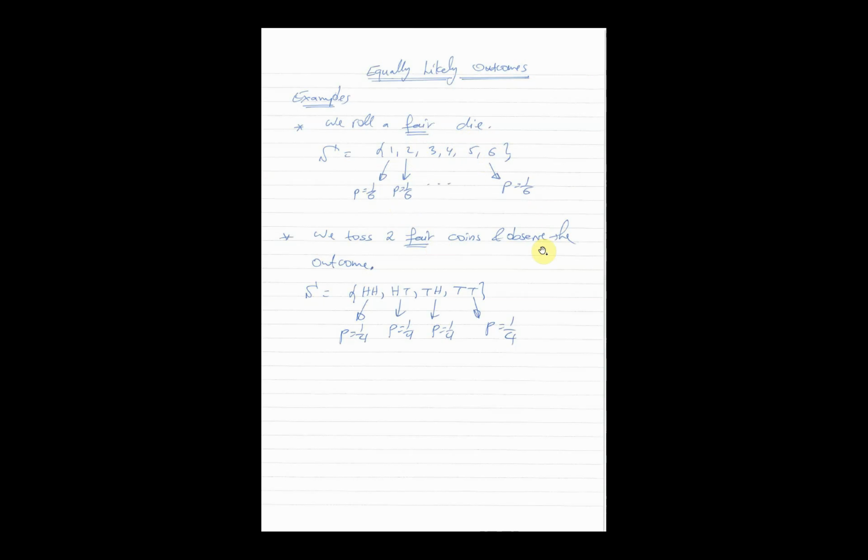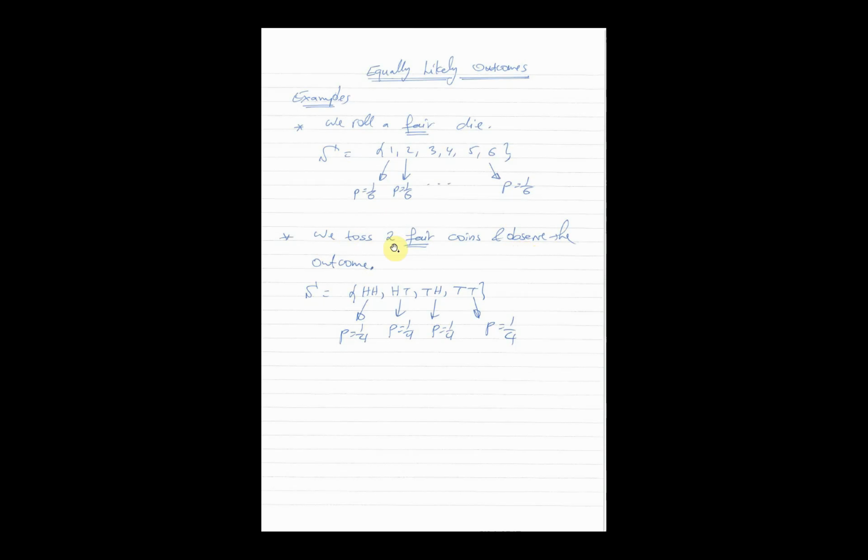A simple example that we don't have here is if we toss a coin. The coin has two faces, heads and tails. If we toss a coin, then the sample space contains heads and tails. And we know that it's equally likely because the coin is fair, so the probability of the head is a half, and the probability of the tail is a half.